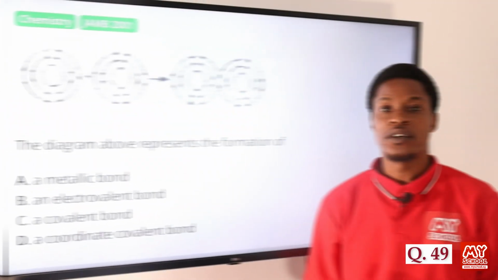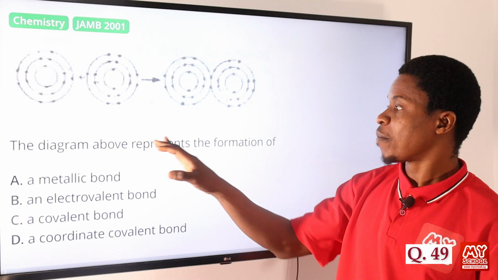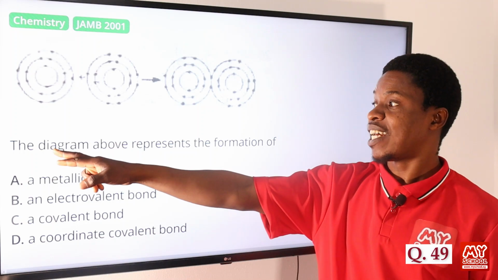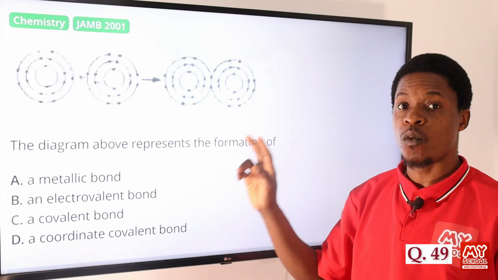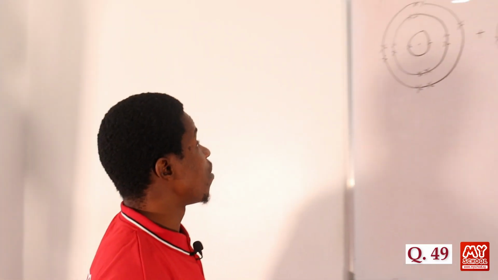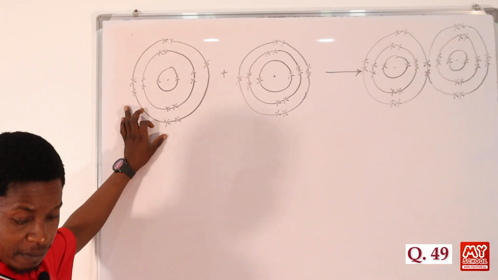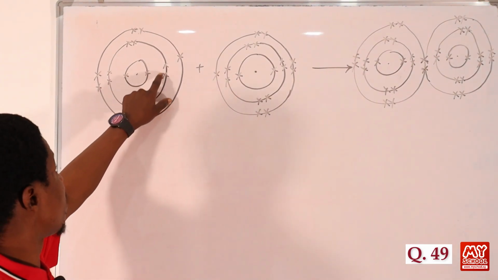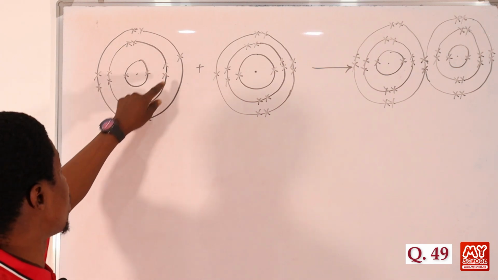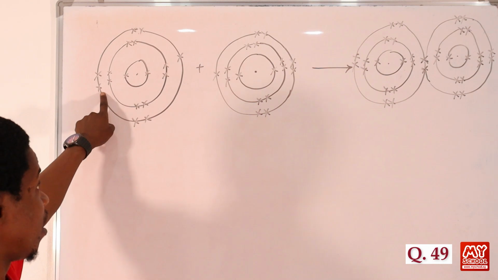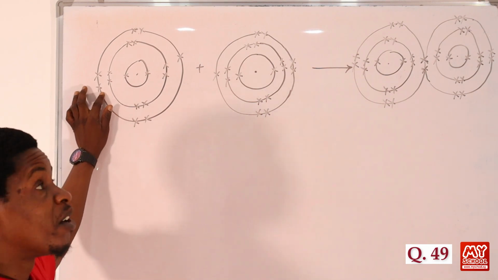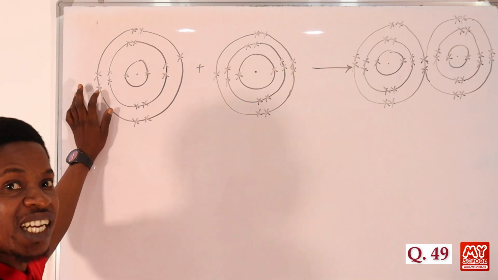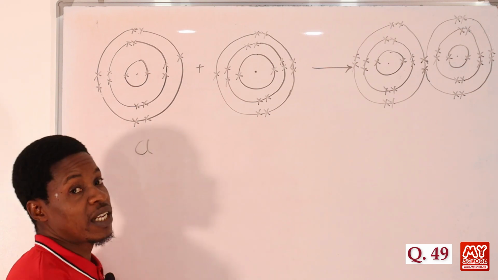2.5 minutes. Question 49. The diagram above represents the formation of... don't bother about the diagram, I've redrawn it on the board, we are going to see it now. The diagram above represents the formation of what? Let's move on to the board. So we see what we have. 1, 2, 3, 4, 5, 6, 7, 8, 9, 10, 11, 12, 13, 14, 15, 16, 17. If you know your periodic table very well, 17. That will give you a clue that this is a chlorine atom.